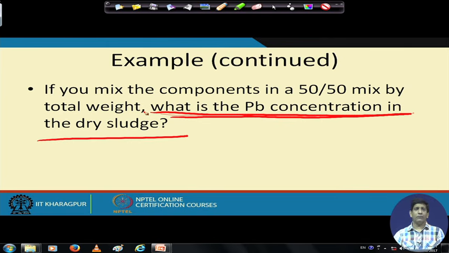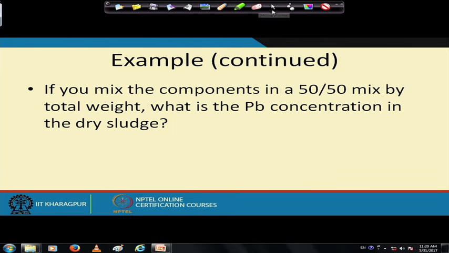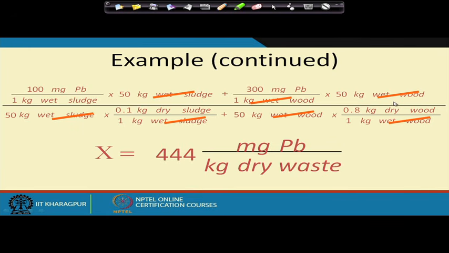For that, again it's a standard mass balance problem. We have two sources, wet sludge and wood, which we are calling wet wood. We know that 100 milligram of lead per kg of wet sludge times 50 kg of wet sludge, if we take the total as 100 kg, and 300 milligram of lead per kg of wet wood times 50 kg of wet wood.